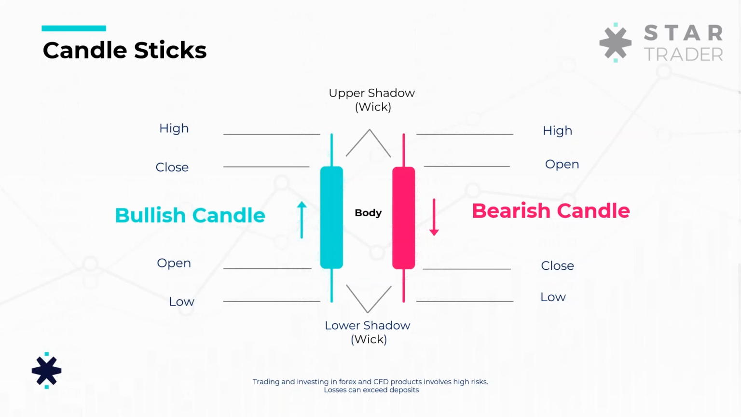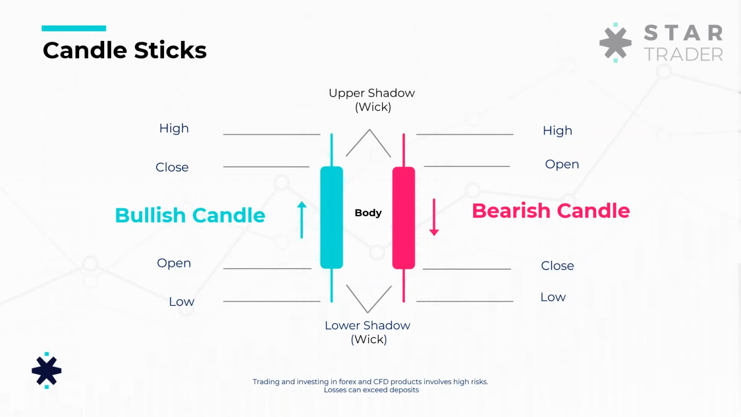Bearish candle is the candle that goes down. It makes us profit only if we are selling. So we buy, prices went up, we made profit. Yes, that was bullish candle. We sell, we did short selling, prices went down, we made profit. That's bearish candle.